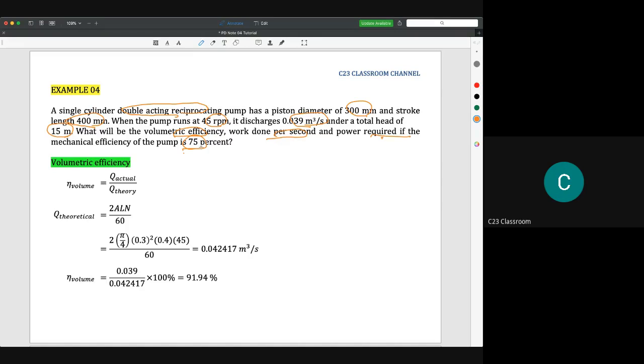So we have eta, the symbol for efficiency. So the equation is the actual flow rate divided by the theoretical flow rate. Because we are double acting reciprocating now, the equation becomes like this one.